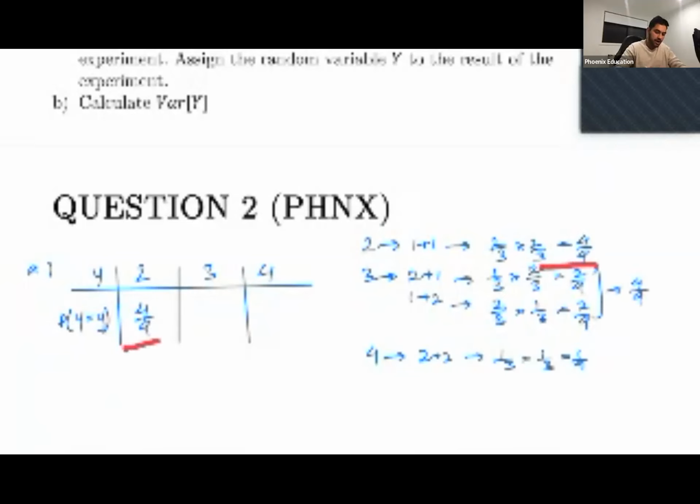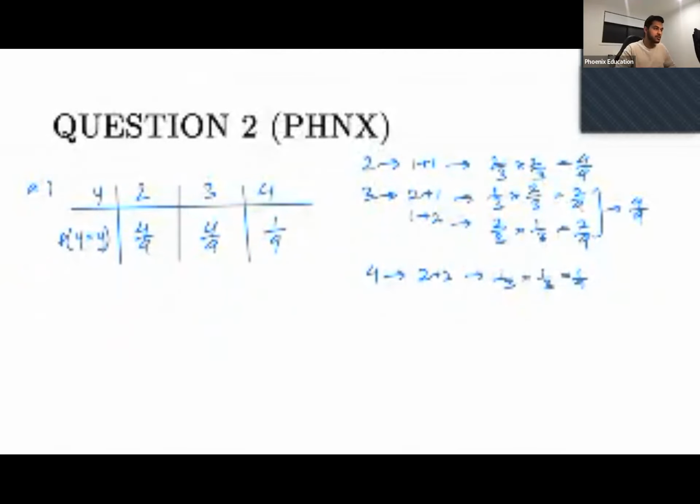So let's just write those probabilities in. For a 2, it's 4 on 9. For a 3, it's 4 on 9 as well. And for a 4, it's 1 on 9. And you can double check to see if you've done this right by adding these together. You can see that it is adding up to 1, so it's a probability distribution.